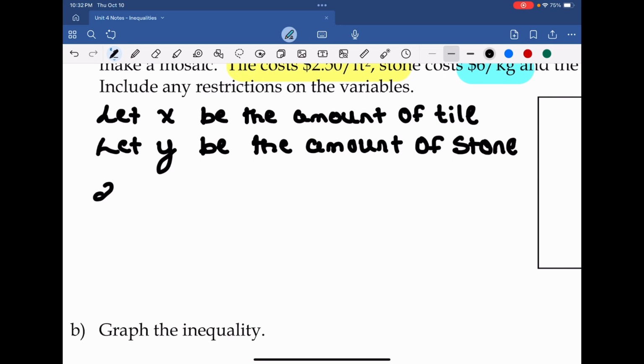First and foremost, it costs $2.50 for every amount of tile we add. And so if we add a certain amount of square footage, it's going to be multiplied by the amount of square footage we use of that tile. So $2.50 times the x, which is the amount of tile we end up using, plus the certain amount of stone we're going to use. It costs $6 for every kilogram. We don't know how many kilograms, but that is our unknown. That's the amount of stone we end up using.